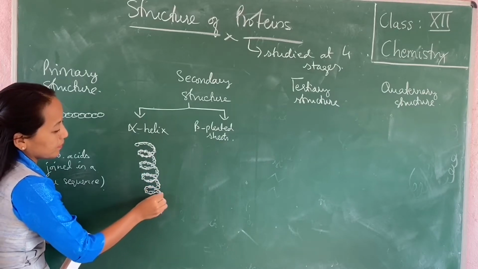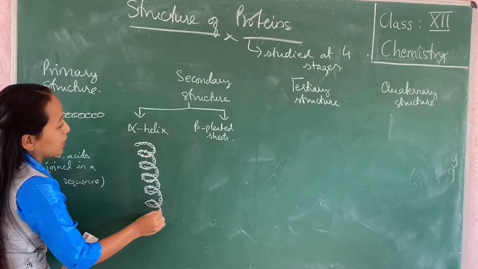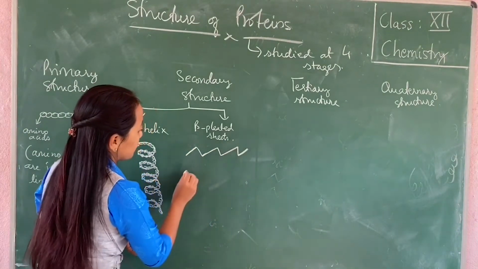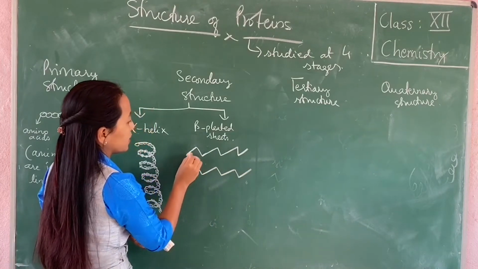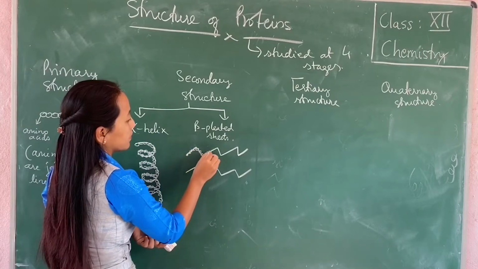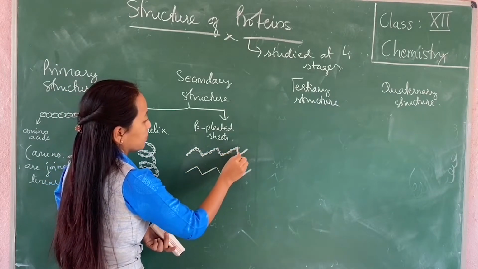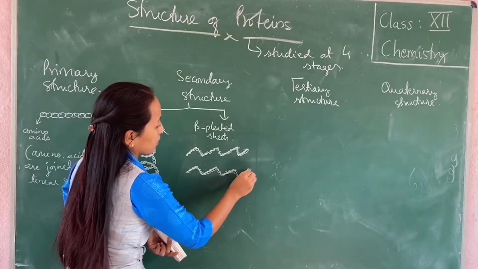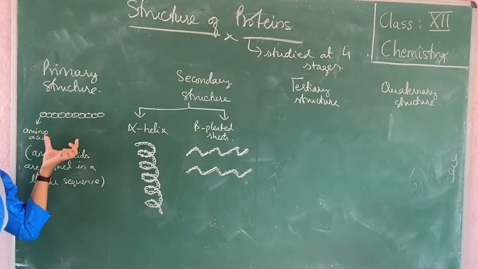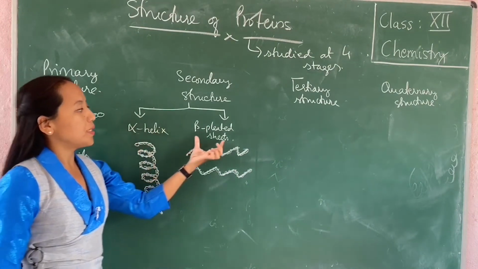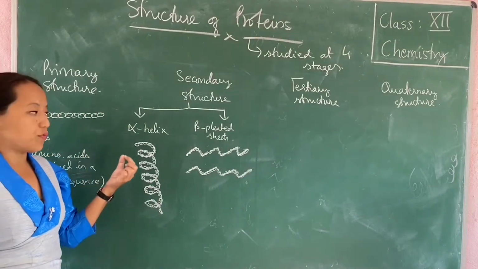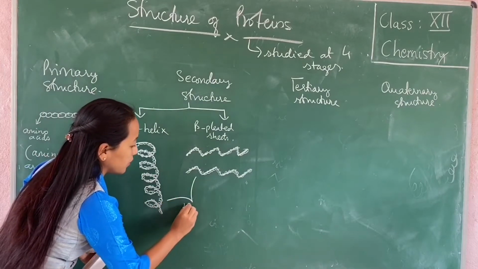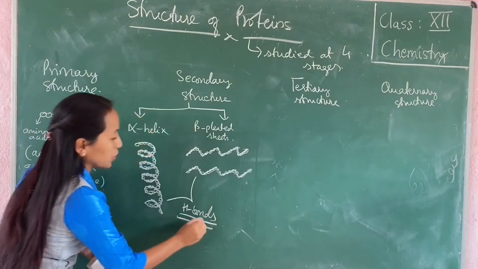Now in the case of beta-pleated sheets, it is in the form of sheets. So again, these are all amino acids. Folding of primary structure will give rise to either alpha helix structure or beta-pleated sheets. Now the folding takes place due to formation of hydrogen bonds. Now these two are formed due to hydrogen bonds. These are stabilized by the formation of hydrogen bonds.